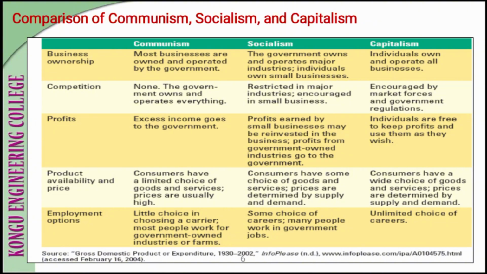On product availability and price, in communism customers have a limited choice of goods and services, and prices are usually very high. In socialism, consumers have some choice of goods and services, and prices are determined by supply and demand. High demand means the prices will be very high. In capitalism, consumers have wide choices of goods and services, because most of the private companies are running with different products. The customers have the choice to select any products, and the prices are determined by supply and demand here.